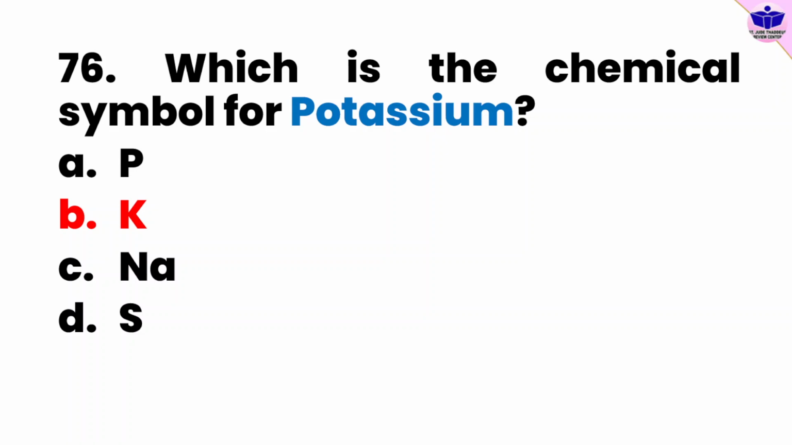P is phosphorus, Na is sodium. Just like potassium, Na is a symbol from the Latin name for sodium, natrium, and S is sulfur.